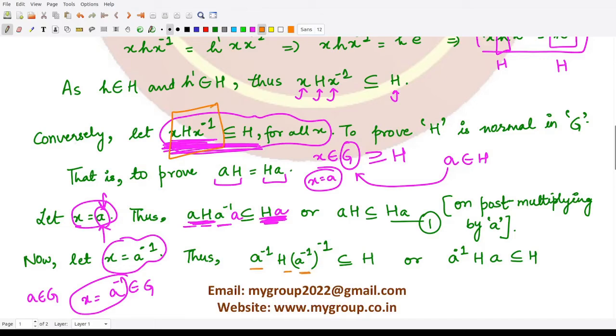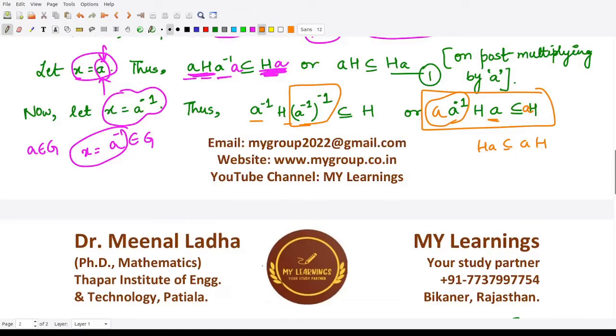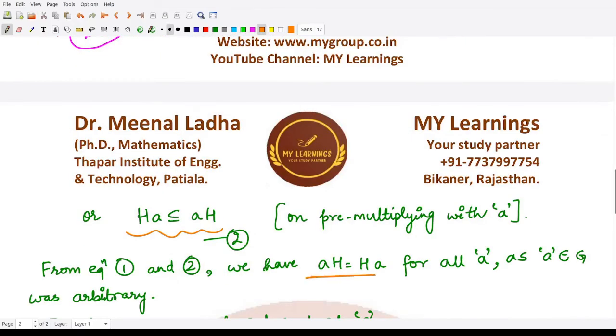Inverse of A inverse. And what would be the inverse of A inverse? It is just A, right? So you have this relation, and now we can pre-multiply both sides with A so that this thing would become identity. So you have HA contained in AH, right? So you have HA contained in AH. So combining equation number 1 and equation number 2, we have the result that AH is equal to HA.